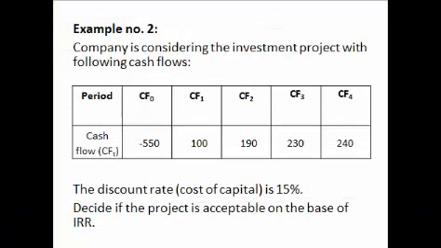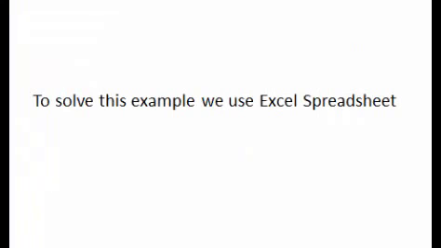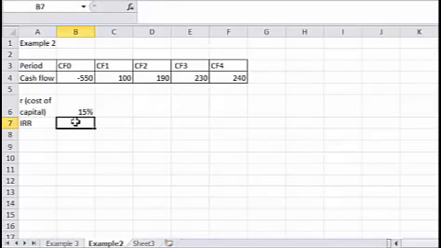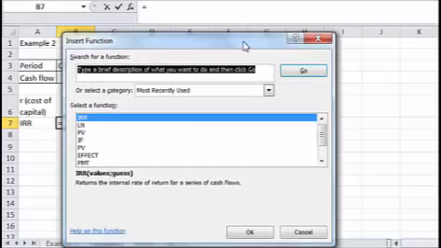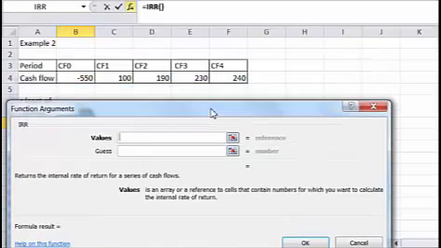Example number 2. Company is considering the investment project with following cash flows over 4 periods. The discount rate, cost of capital, is 15%. Decide if the project is acceptable on the basis of internal rate of return. As this example is too difficult to do by hand, we solve this example with Excel spreadsheet. In order to find internal rate of return of the project, we are looking for IRR function in Excel file, where we insert the values of cash flows.